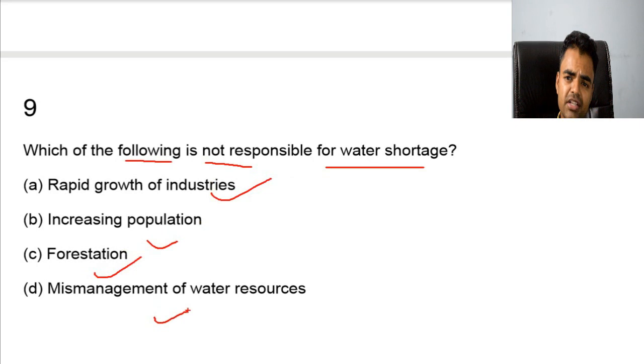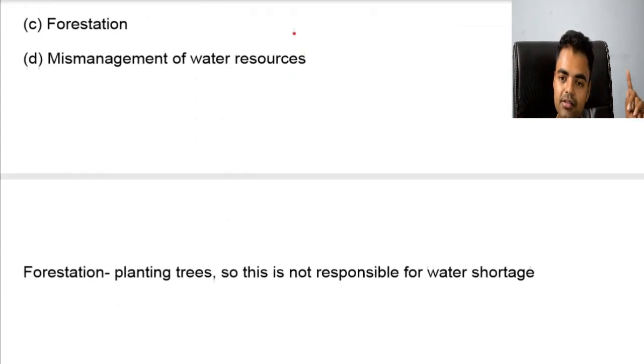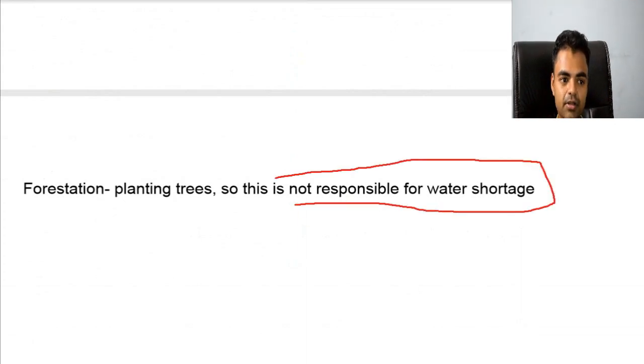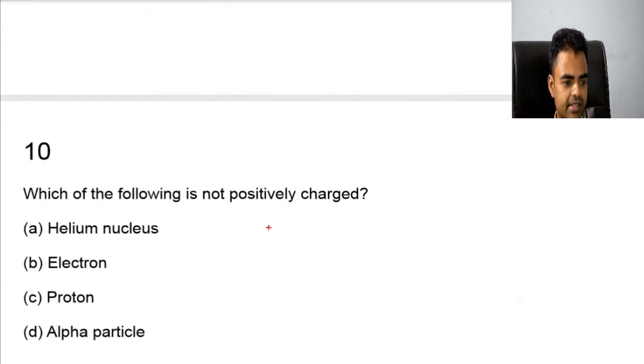Now generally what mistake students do, they just skip this little word, that is what? Not. They are not asking which of the following is responsible, they are talking about is not. So what is the meaning of forestation? Planting trees. So planting trees cannot be the reason for water shortage, right? Because it will improve rain. So the answer would be what? C. Option C is the correct answer. Even in the reason it is written here that this is not responsible for water shortage, right? Other options are responsible.